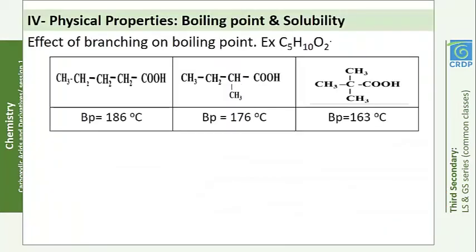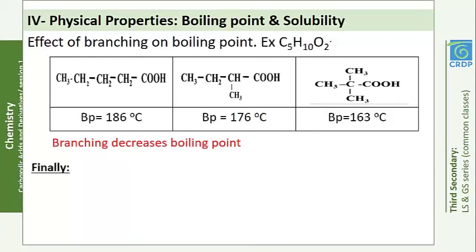Now let us study the effect of branching on boiling points. You are given 3 organic compounds, all having the same molecular formula C5H10O2, and all having the same functional group. How does the boiling point change as branching increases? Do you notice that the boiling point decreases as the branching increases? So branching decreases boiling point.